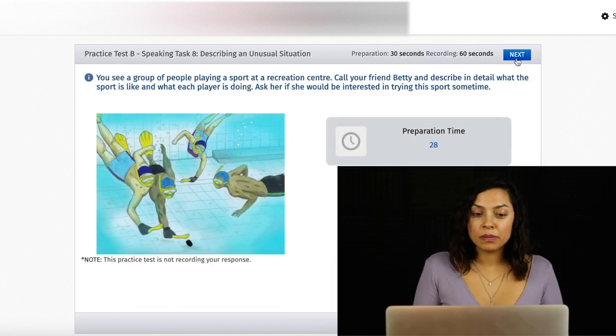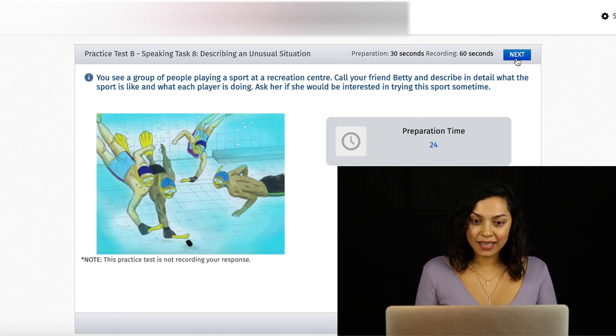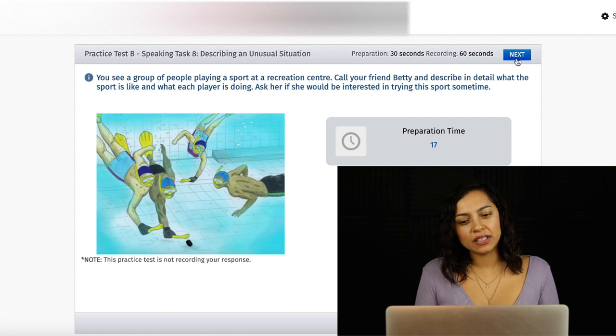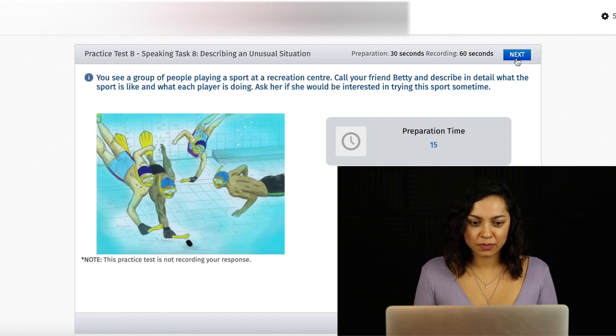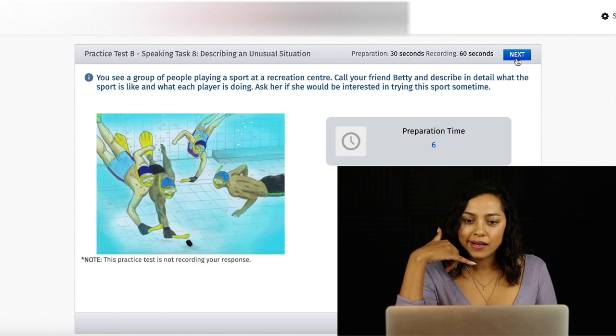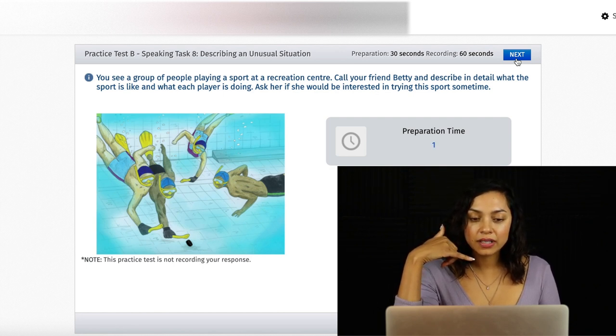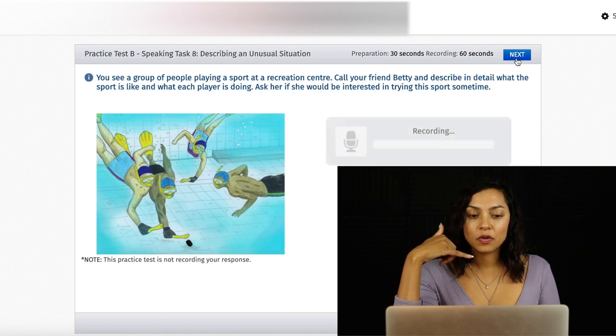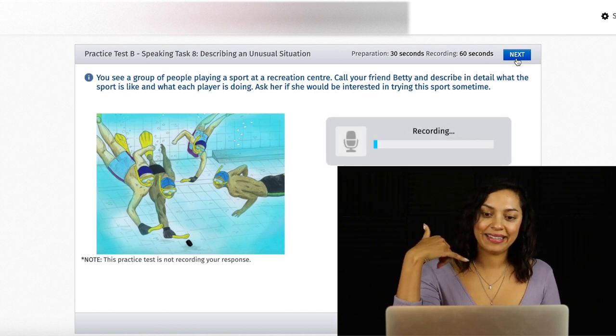You see a group of people playing a sport at a recreation center. Call your friend Betty and describe in detail what the sport is like and what each player is doing. Ask her if she would be interested in trying this sport sometime. Okay, so the picture is four people swimming, so it's going to be a phone call. Describe in detail what the sport is like and what each player is doing. Okay, ask her if she'd be interested.